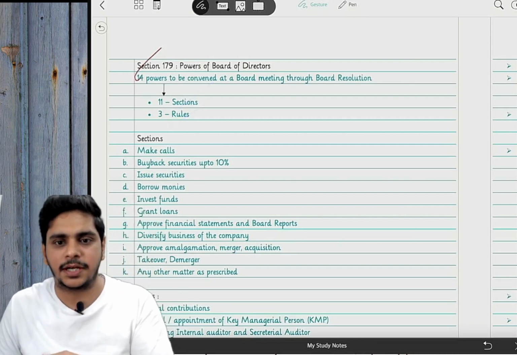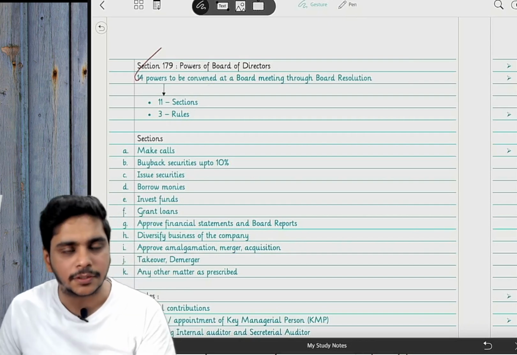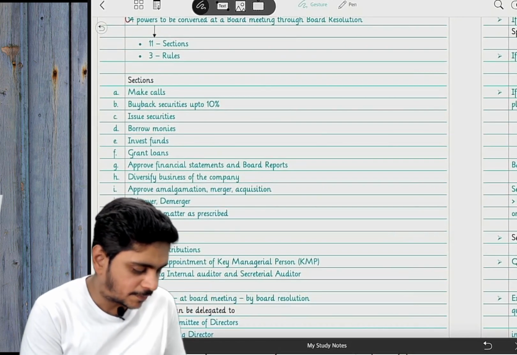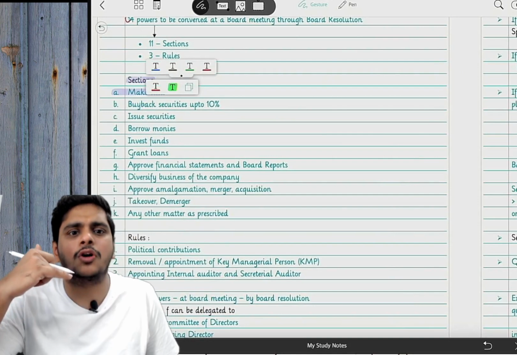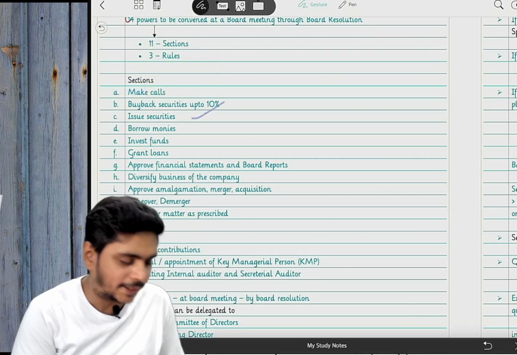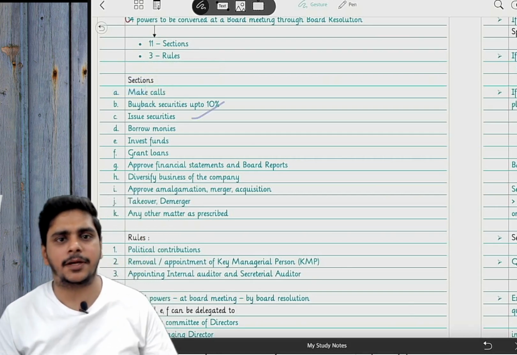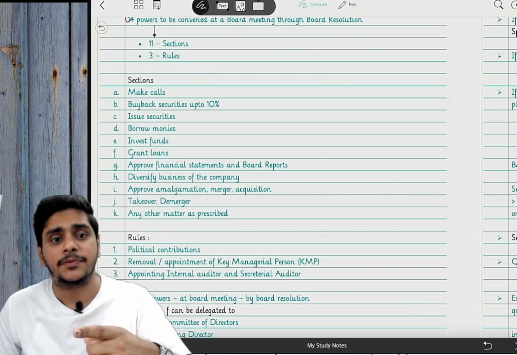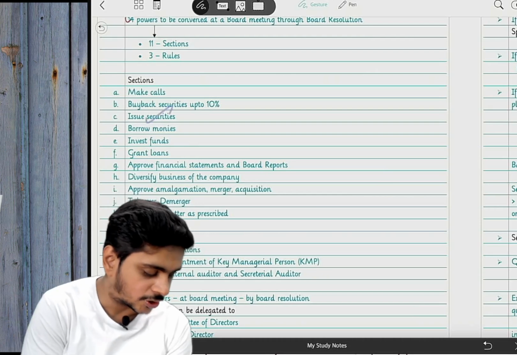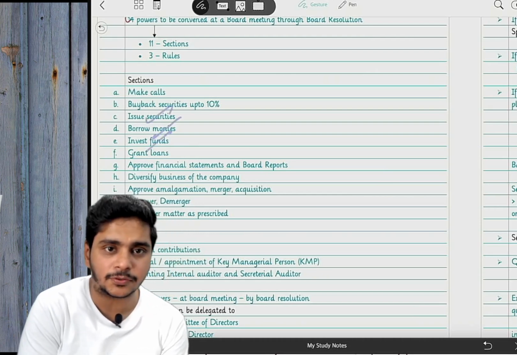Sir, section of which act? Companies Act, 2013. Okay. 11 in the section, 3 in the rules. What does it say? The first power is to make calls, like call money: first call, second call, final call. Number 2, to buy back securities up to 10%, because above 10% it is the members' power, up to 25%. Then to issue securities, to borrow money, to invest funds, to grant loans.